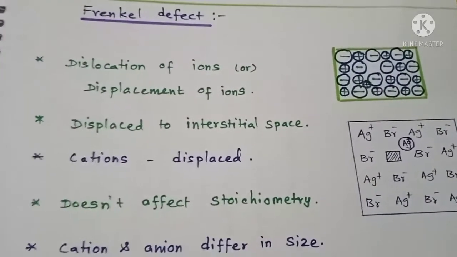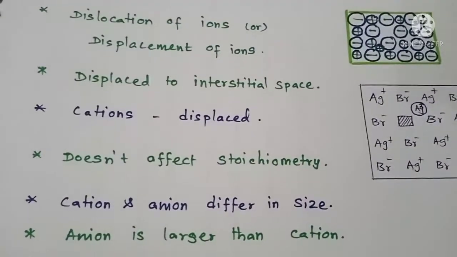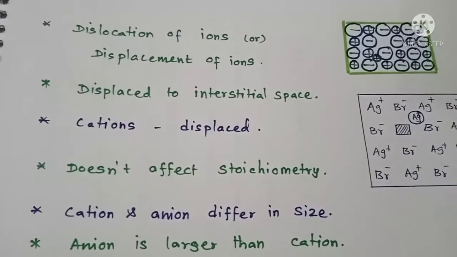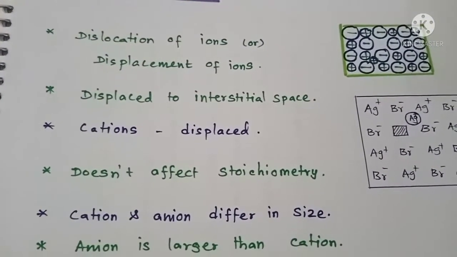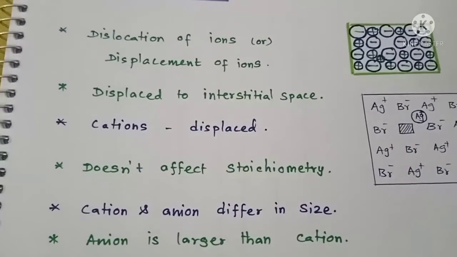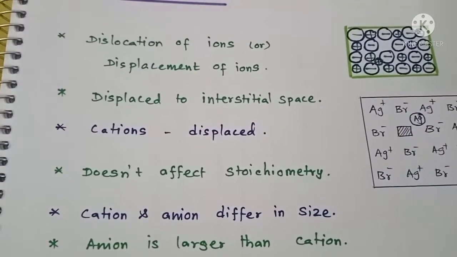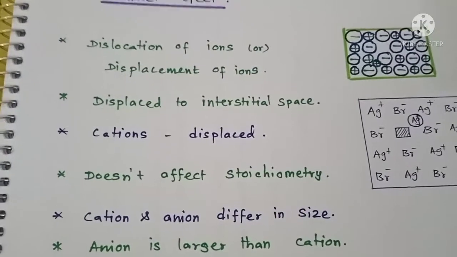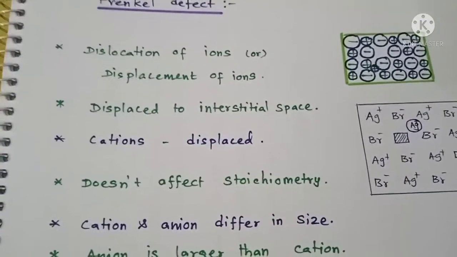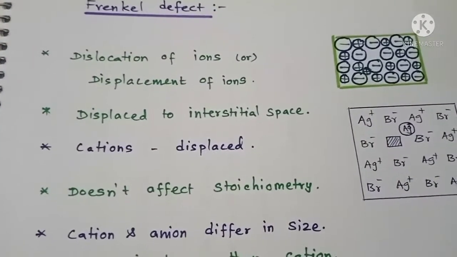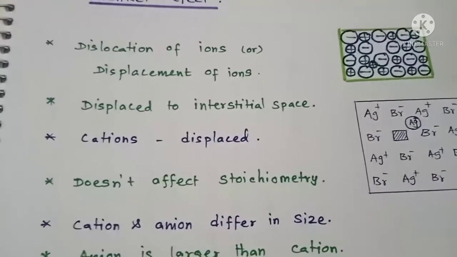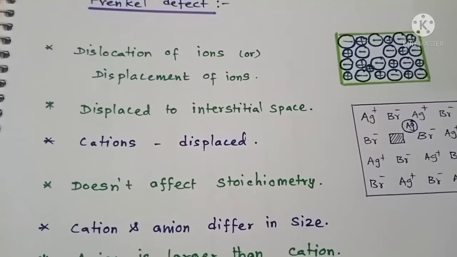This kind of defect does not affect the stoichiometry of the crystal, which means it doesn't affect the neutrality of the crystal, because in Frenkel defect there is no missing of any ions. Nothing is missing from the crystal, just the ion is displaced. The position of the ion merely changes, that's all. So this defect will not affect the stoichiometry of the crystal.